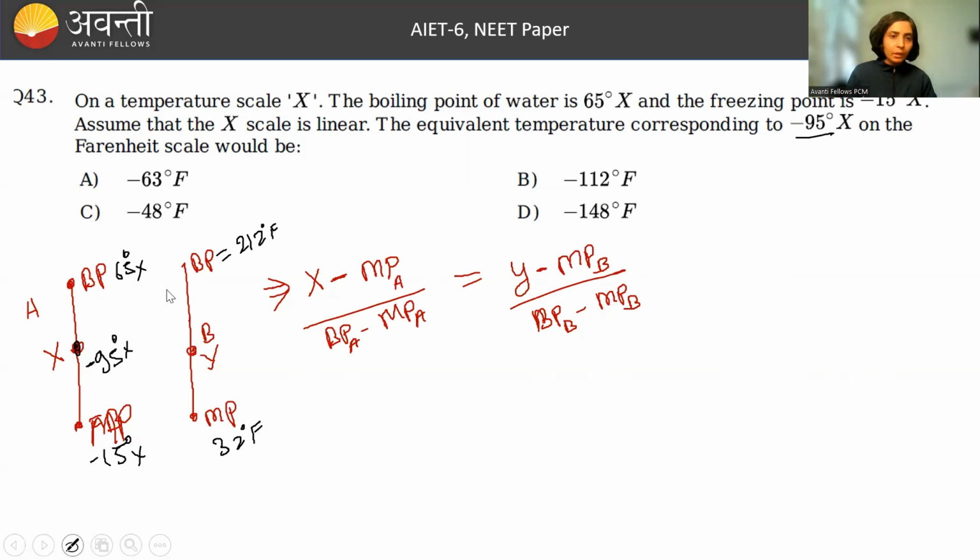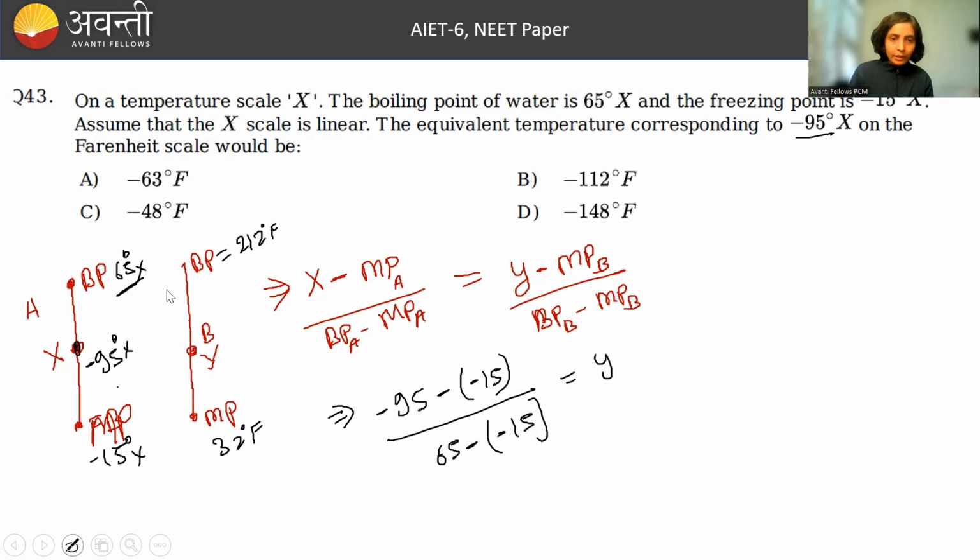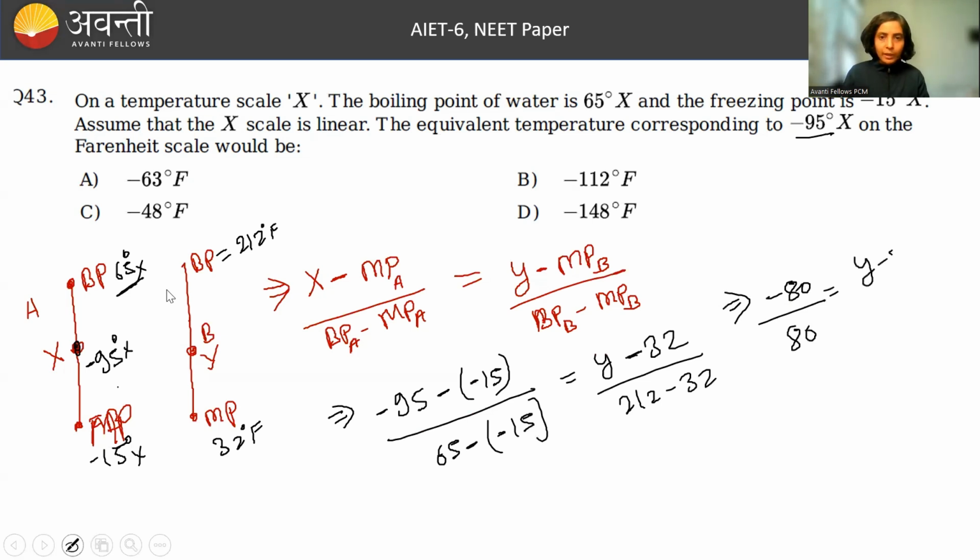So what will be its value, Y? Put the values here. X is minus 95. Melting point of X scale was minus 15. And this is equal to boiling point of A, that is 65 minus, again write the sign properly, minus melting point, equal to this. Converting the Y value, suppose Y minus 32 in the other scale, and this is 212 minus 32. What answers are you going to get? Minus 95 plus 15 will give us minus 80. And here 65 plus 15 is 80. And this is Y minus 32, and this is 180, right?